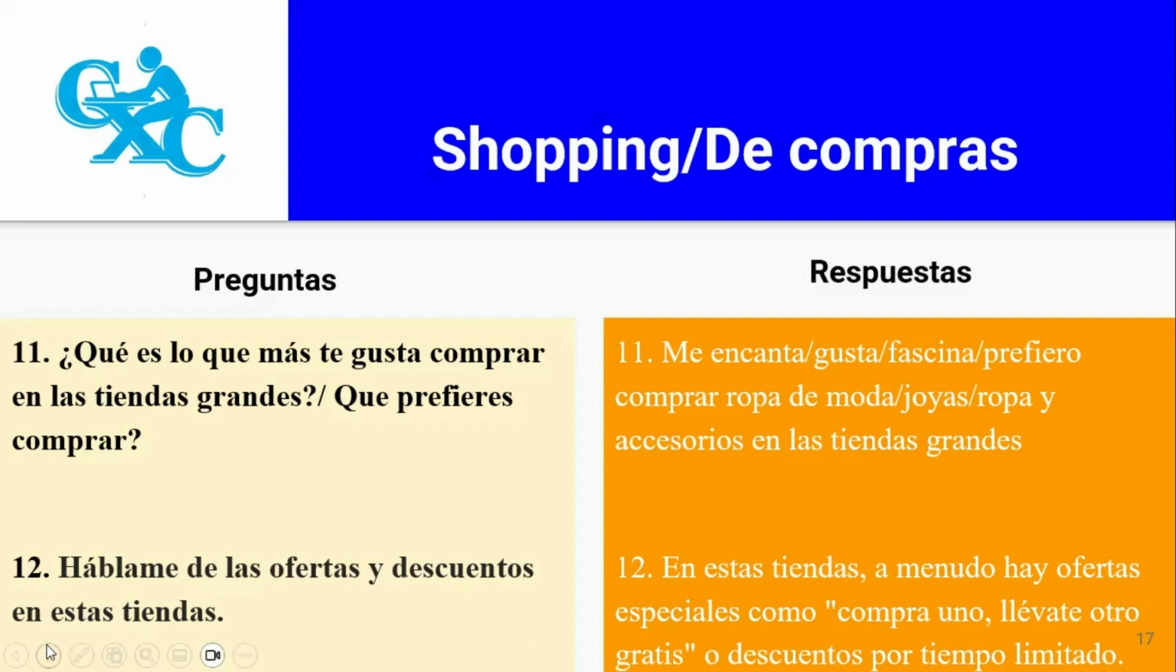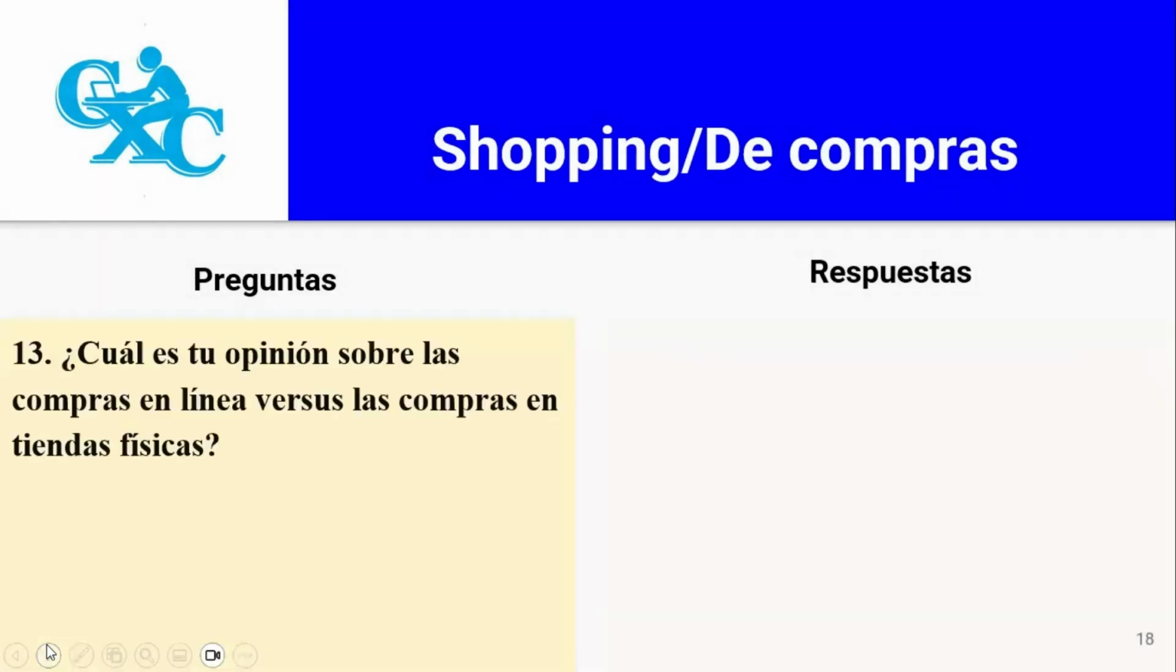So now let's move on to some other questions. Remember, the aim of this is to just familiarize you with vocabulary to help you in responding to the questions, all right? ¿Cuál es tu opinión sobre las compras en línea versus las compras en tiendas físicas? Excelente. All right, so what is your opinion, or what do you think about online shopping as opposed to, versus, shopping face-to-face or physically? All right, so let us see some possible responses.